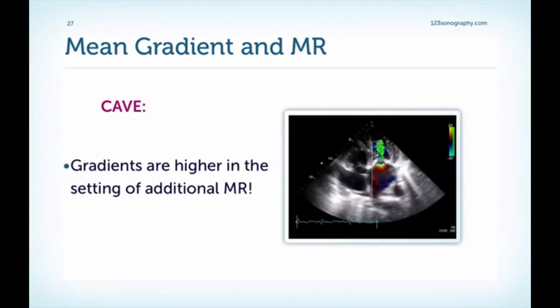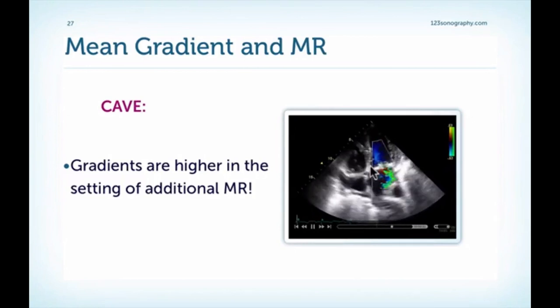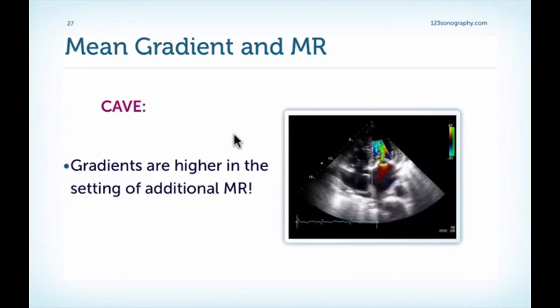Another reason for elevated gradients is if patients also have mitral regurgitation. Now this is a fairly frequent finding in the setting of mitral stenosis, as you can see here in this example. A patient who has mitral stenosis and additional MR. And since we have pendulous flow, in other words volume load across the mitral valve, the gradients are also higher.